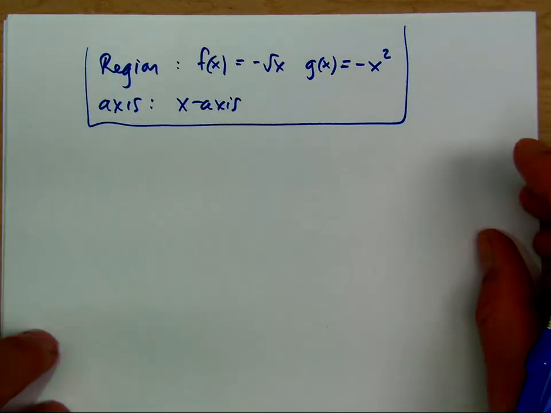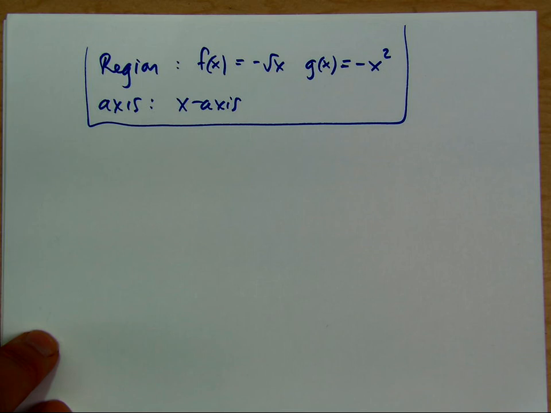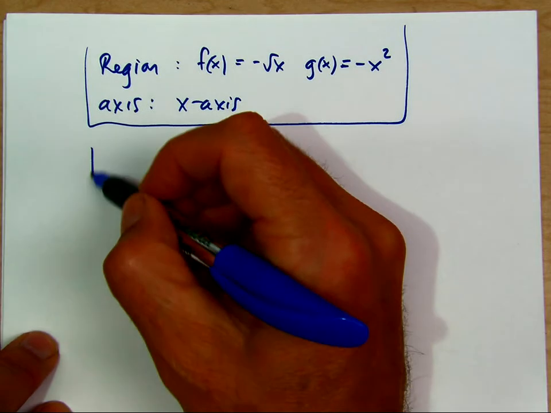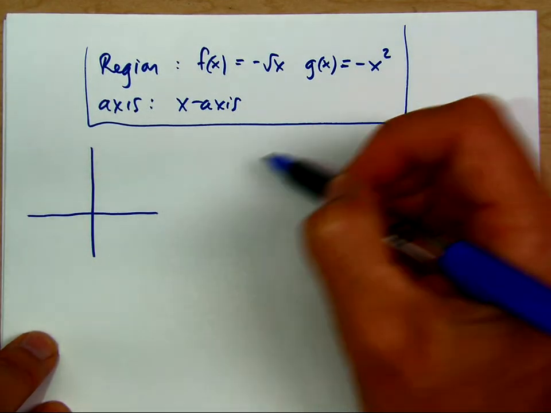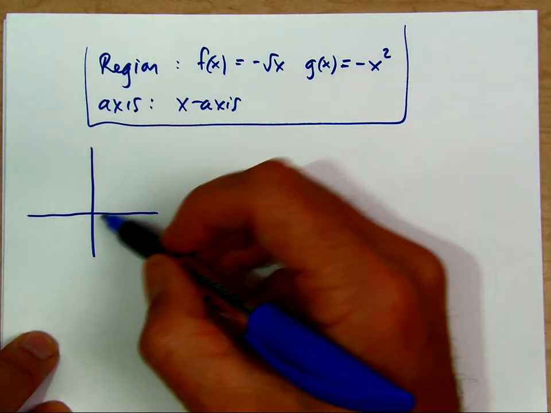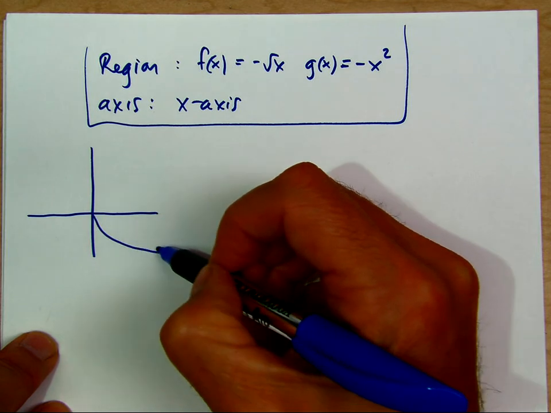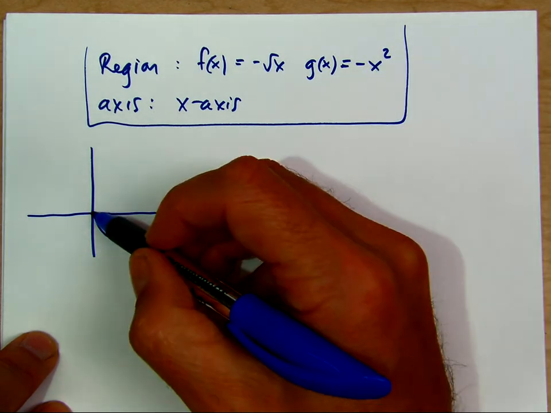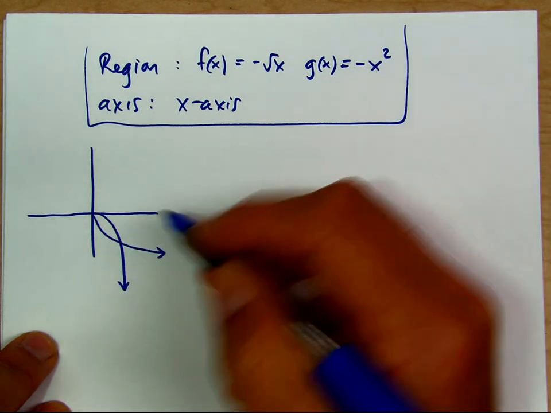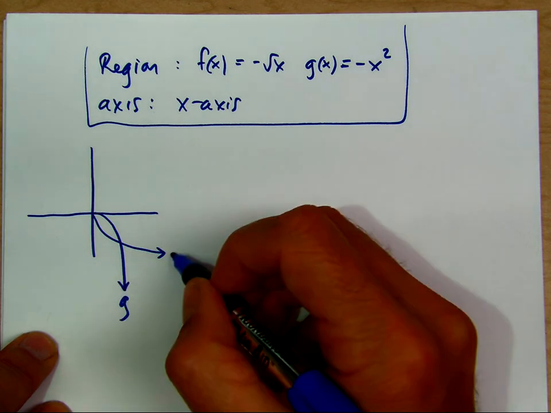This is a region, solid, that will have a small r. It has a big R and small r. So let's look at how that happens. Negative radical is going to go like this, and negative x squared goes like that. So this is G and F.